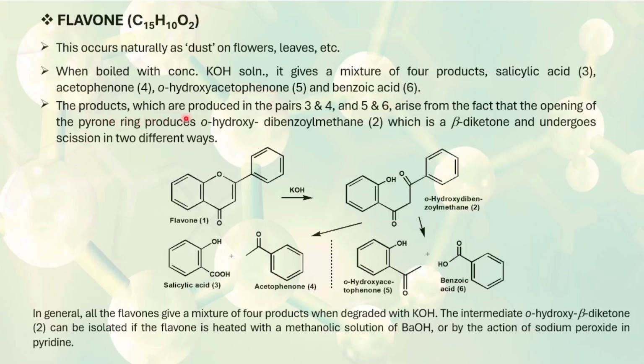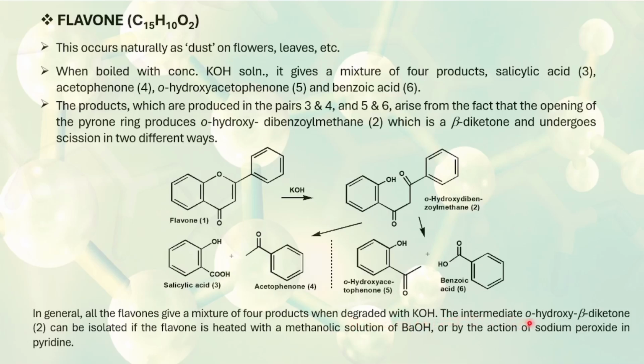The products obtained in the pairs 3, 4 and 5, 6 arise from the fact that the opening of the pyrone ring produces orthohydroxy dibenzoyl methane. After the opening, it produces this compound, which is a beta diketone and undergoes degradation in two different ways. In general, all the flavones give a mixture of four products when degraded with potassium hydroxide.